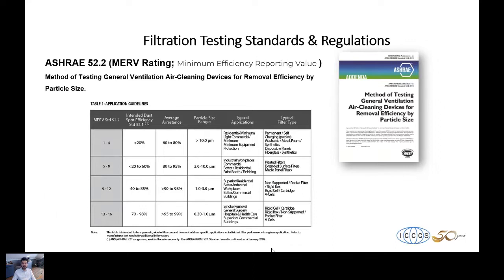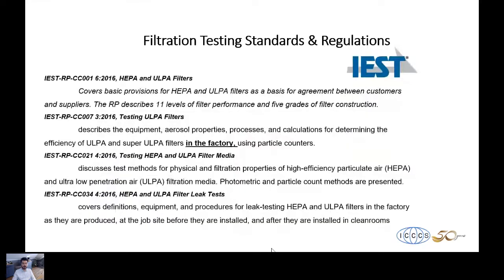In the US, we have the ASHRAE standard, which is 52.2. It's a MERV rating. It's quite similar to the EN, but specifically designed for the US manufacturers for the domestic market. And there is a very important recommended practice series from the IEST, Institute of Environmental Science and Technology from the United States. There are a couple of important recommended practices, which are also part of ISO preparation, especially for the installed filter leakage test.